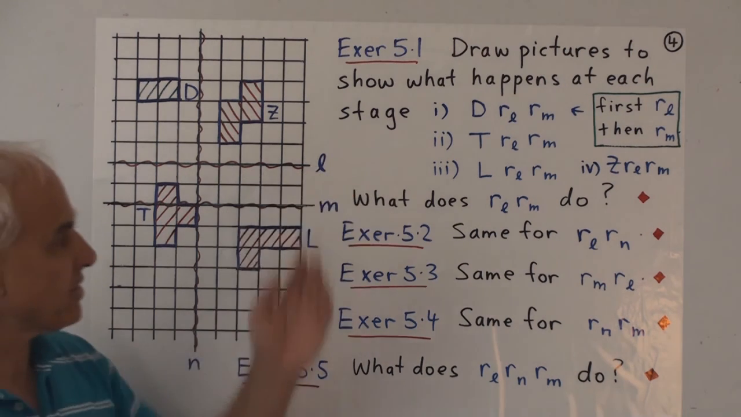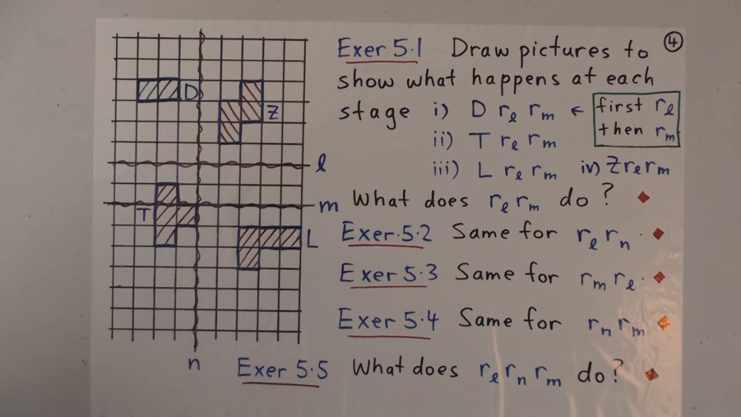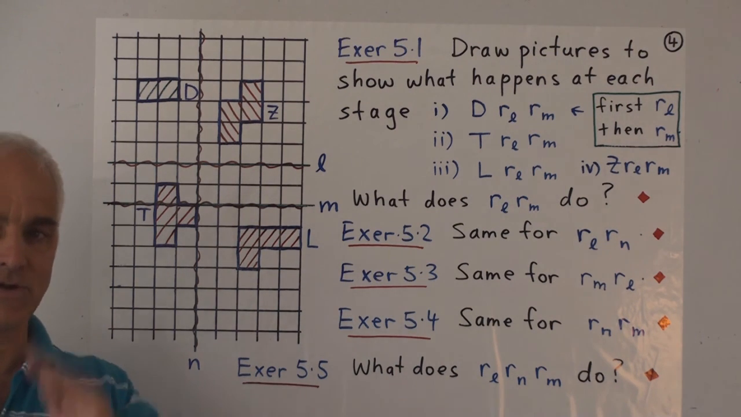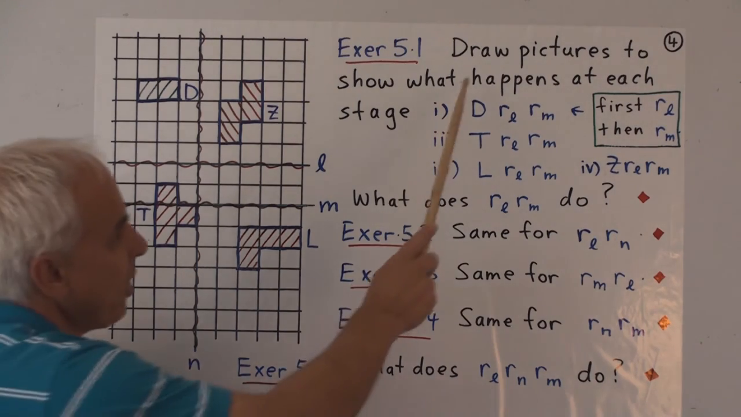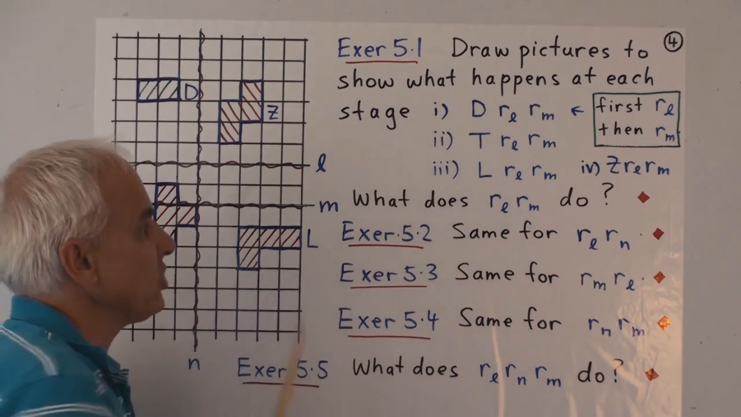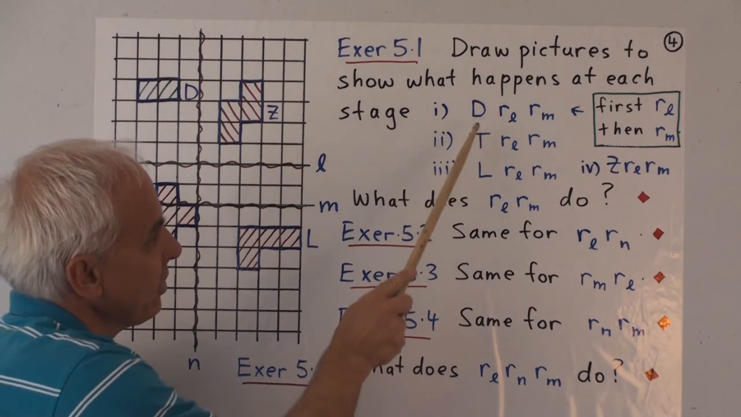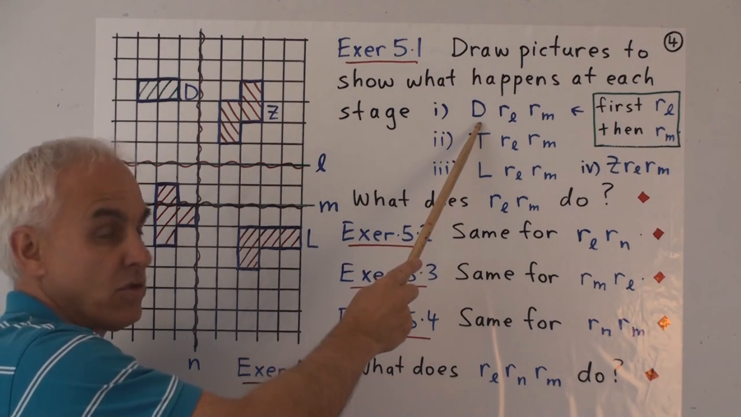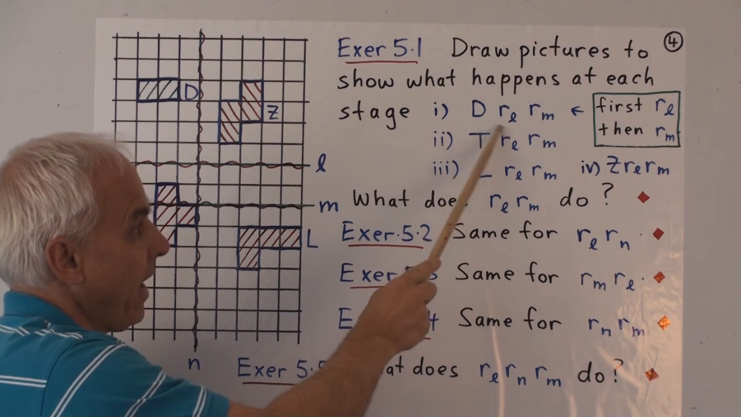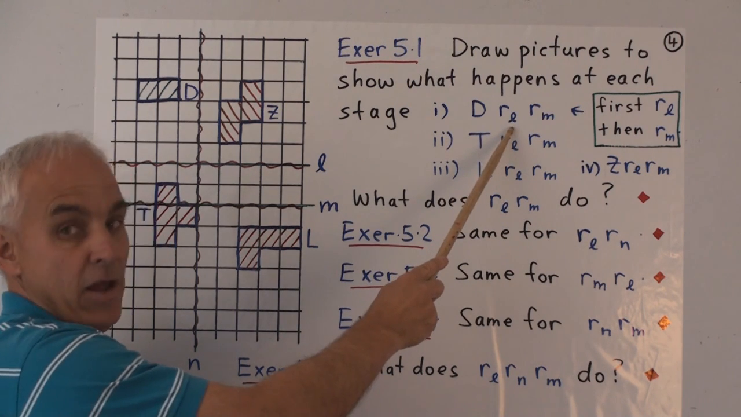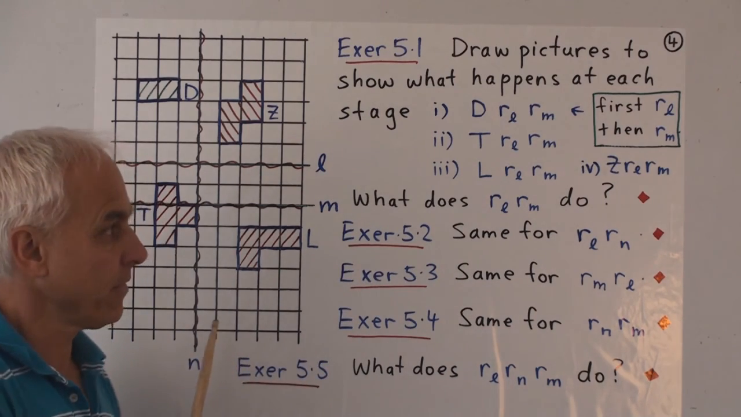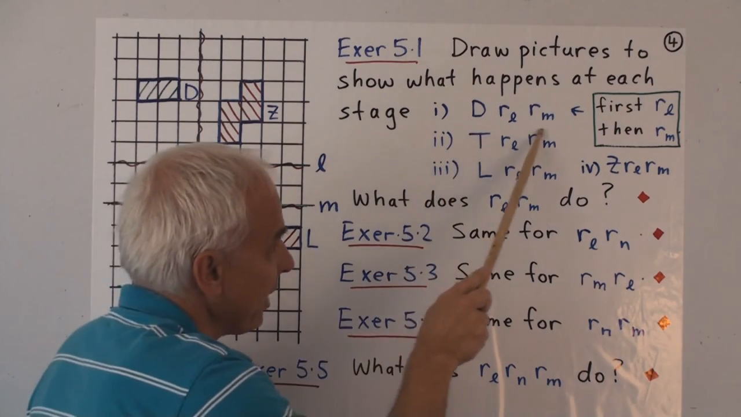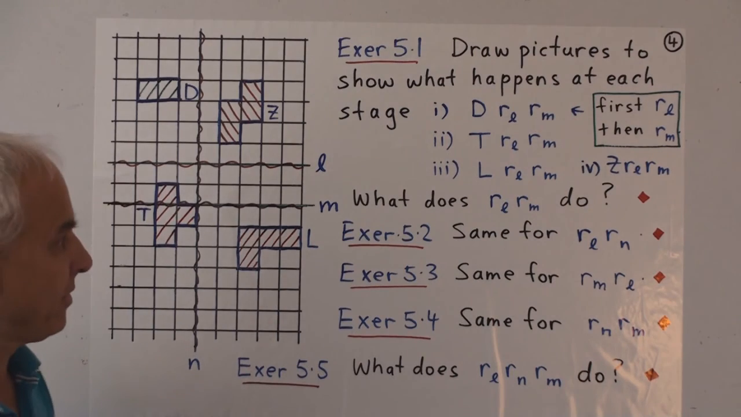Now the first exercise is to ask what happens to one of these if we perform 2 reflections. First one reflection and then another reflection. So draw pictures to show what happens at each stage. Say in the first case, if we start with this rectangle D, and then we apply reflection in L, and then we apply reflection in M. So this is meant to be read from left to right, just like you ordinarily read.